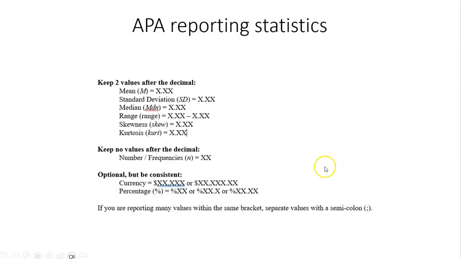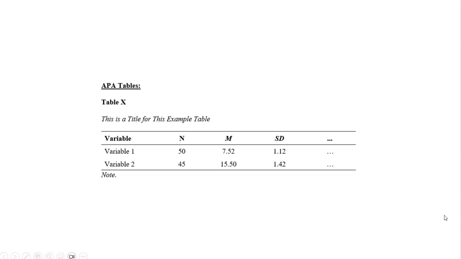And then also, when you report according to APA statistics, you will report the mean with two decimal points. These are the standard. And then for numbers, you can report the number like that. And for a percentage, you can also just round that. So here is another APA table, variable one, and then the mean and standard deviation, etc. You will write here your maximum and the minimum range, and also the skewness and the kurtosis.